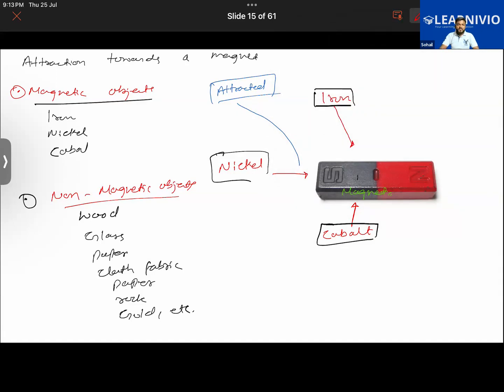By the way, I would like to tell you a story. Copper also. We can take so many examples, right?